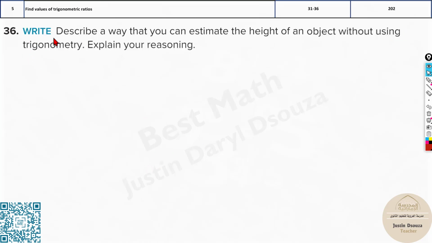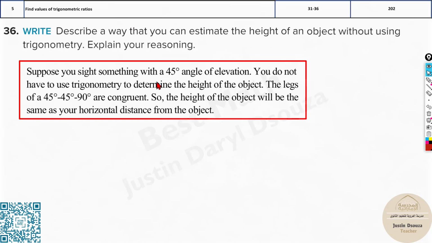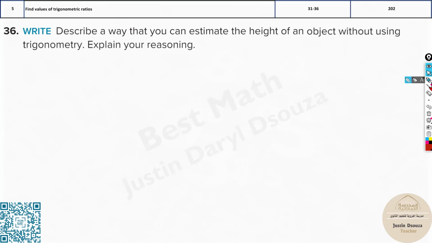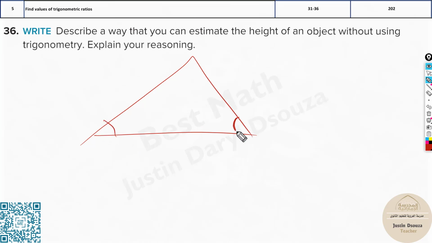Now, here the last problem. Describe a way that you can estimate the height of an object without using trigonometry. Explain your reasoning. There are ways. Let me just look in the answer. Okay, they're using like how to find the height. Okay, got it. So here, say for example, isosceles triangle. If you know the isosceles triangle has two equal sides, equal angles, and then these both are equal. So you can use this and find the height. You can find the length or something.